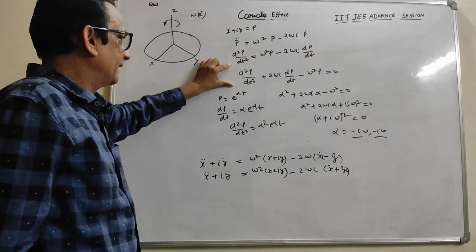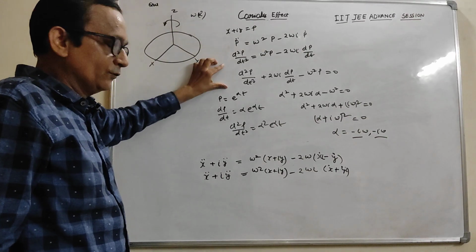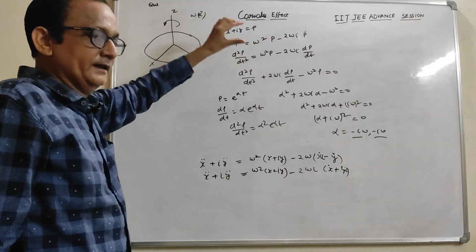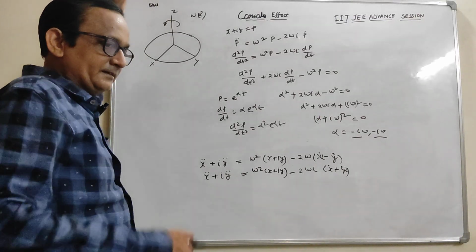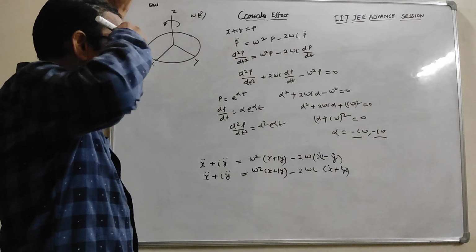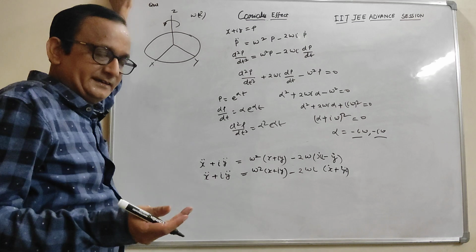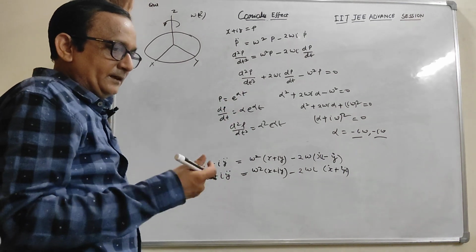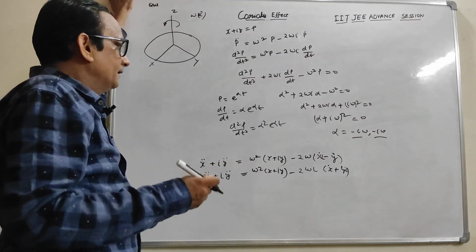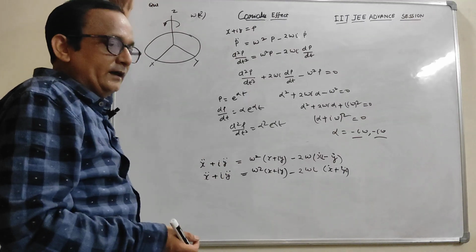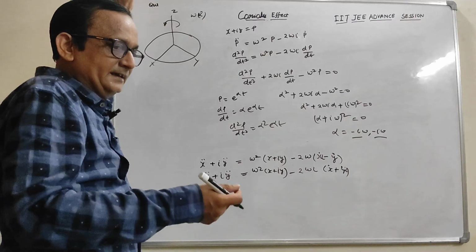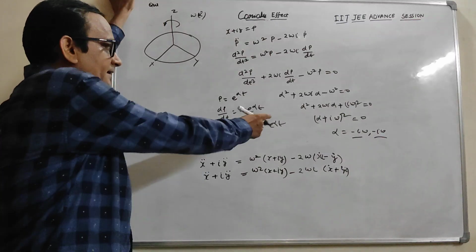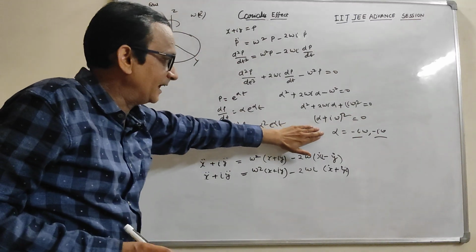So we know for a second order differential equation, when the roots are distinct, the solution is c1 e raised to power alpha1 t plus c2 e raised to power alpha2 t. When the roots are equal, the solution will be (c1 plus t c2) e raised to power alpha t. So this equation is valid when the roots are equal.